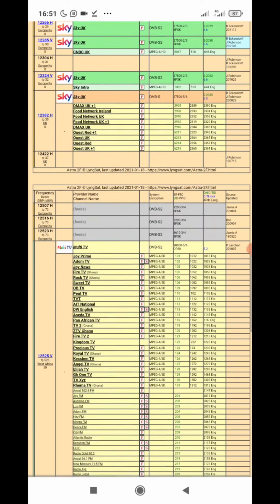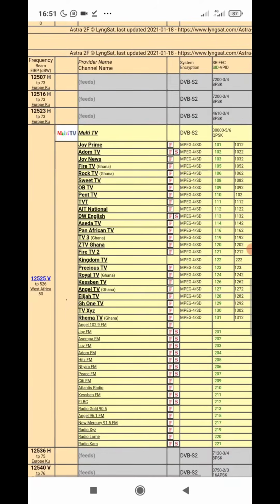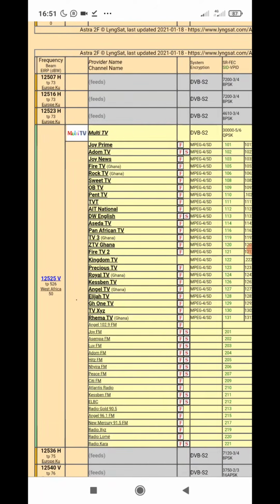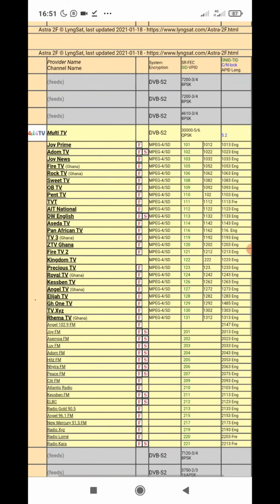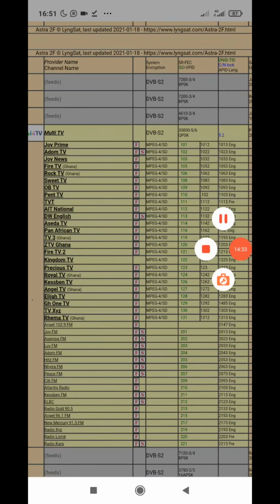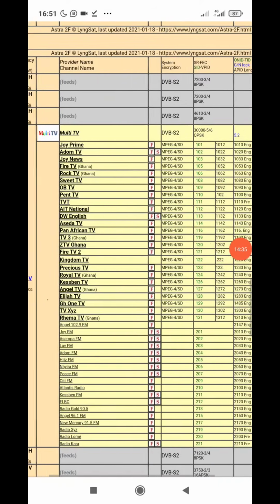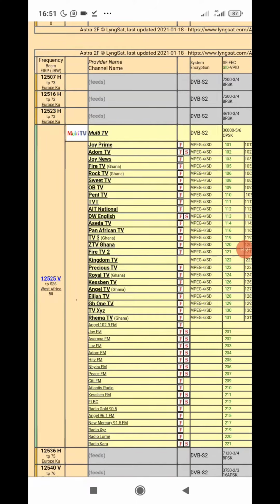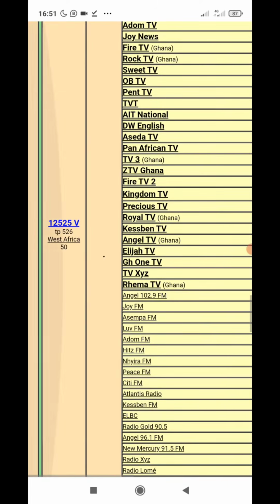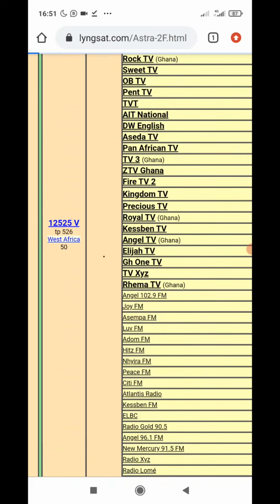Now let's go over to the beam and the dish size, which is very, very important. How will you be able to know the dish size that is meant for a particular frequency? Here, let's look at the frequency that we are using, which is for Multi TV, 12525V. Under it you see West Africa, highlighted underneath. So you click on West Africa and it's opening now.